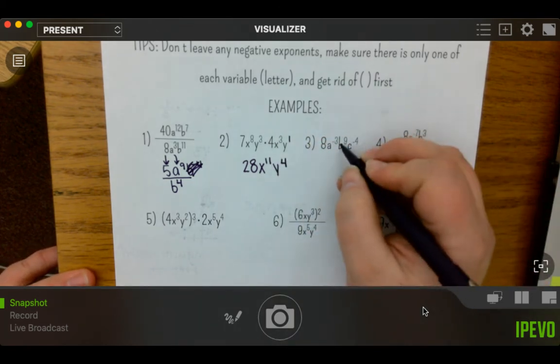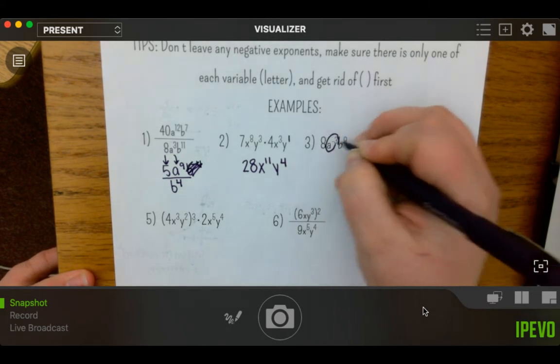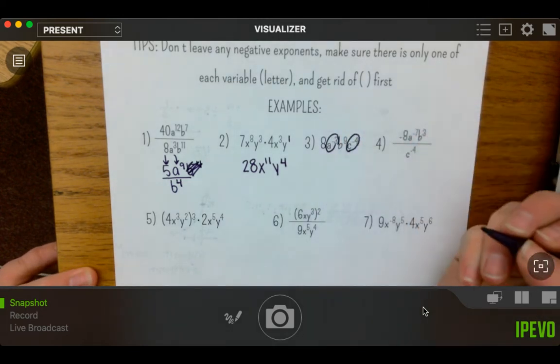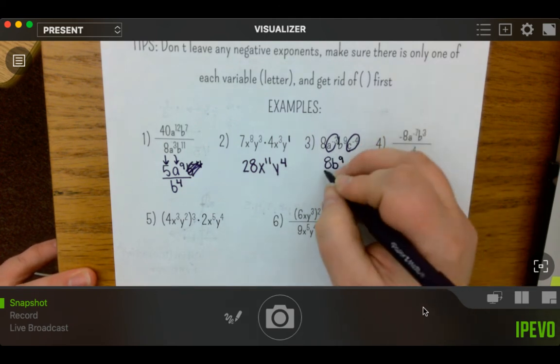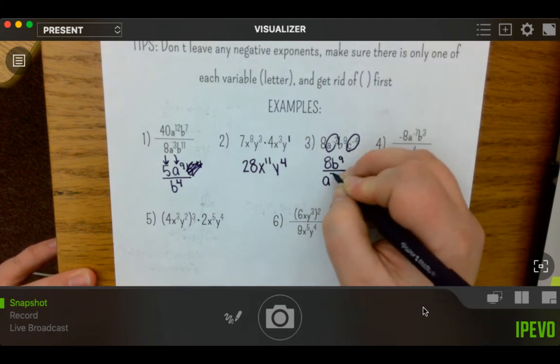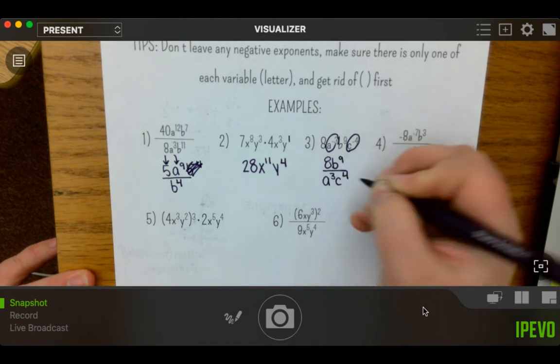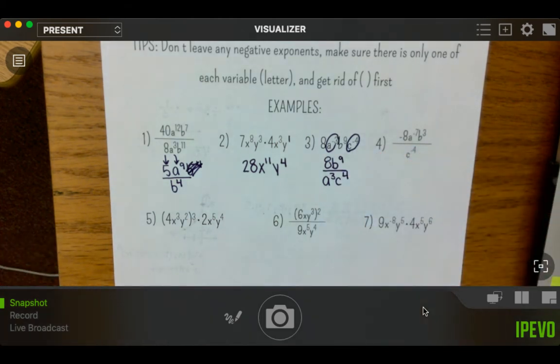And then over here, we've got two negative exponents here and here. So the 8 and the b to the 9 get to stay where they're already at, but the a cubed and c to the 4 have to go to the bottom, but they lose their negatives when they do that.